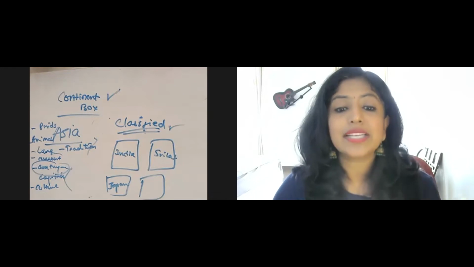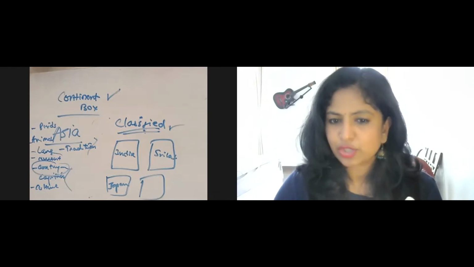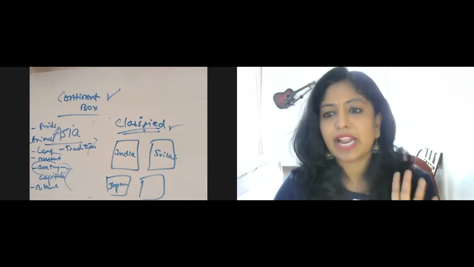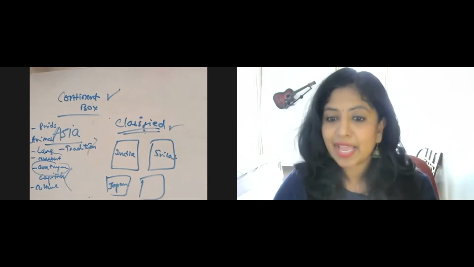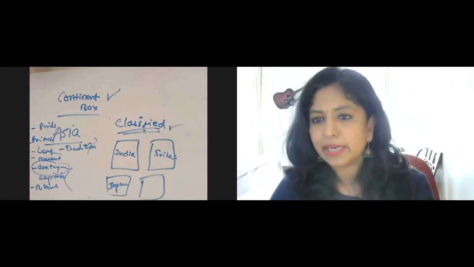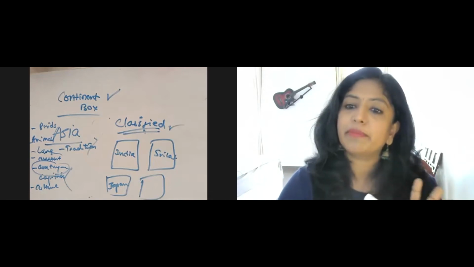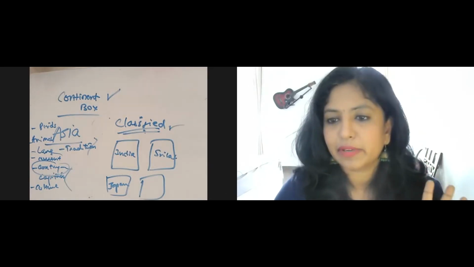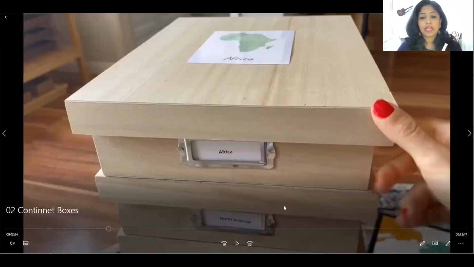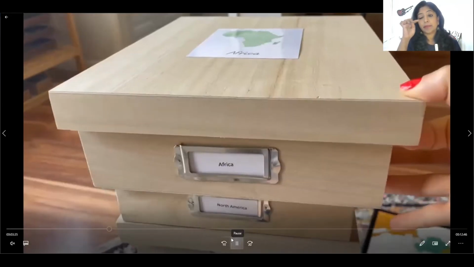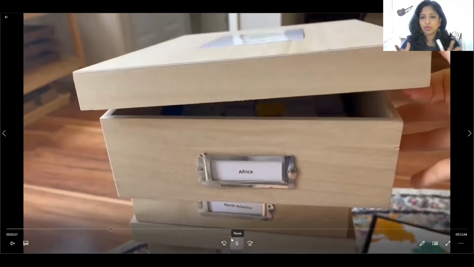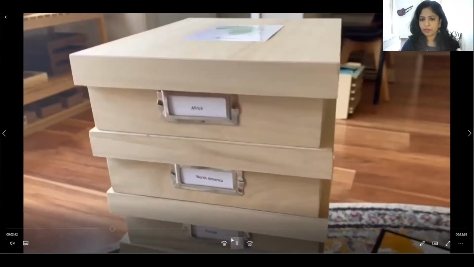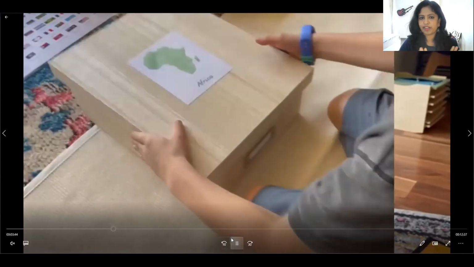So how do these continent boxes look? If you don't have this material, not a problem. You can take any box that is available at your school or locally available in the market. Preferably, it is good if you take a wooden box because it's really recyclable. For example, if I'm choosing a box of Africa, I would have everything related to Africa. Similarly for North America, South America, Europe, Asia, and all of that.